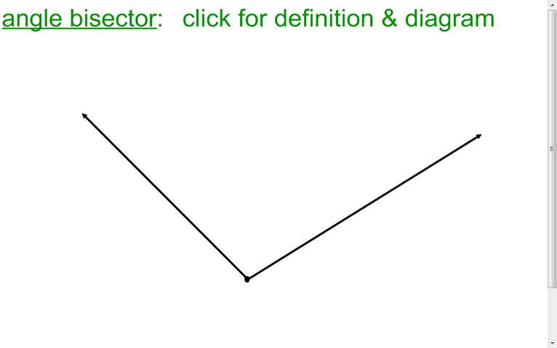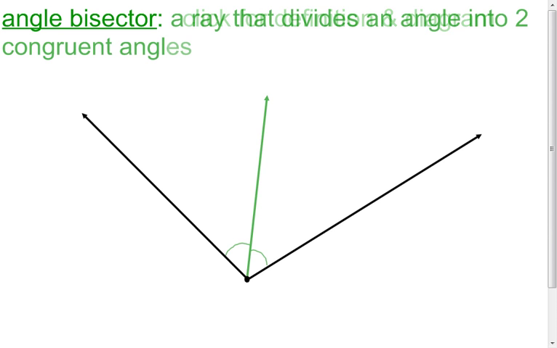I'll get to that later. I want to finish up with our vocab. Here's angle bisector. And again, I go back to things that we already know. We've talked about a segment bisector. Well, that was anything that cut a segment into two congruent pieces. Well, an angle bisector is very similar.